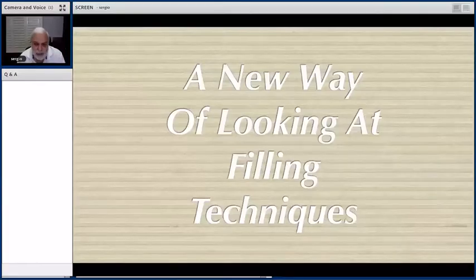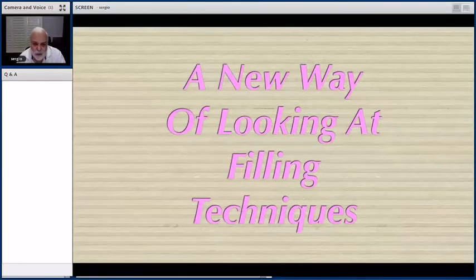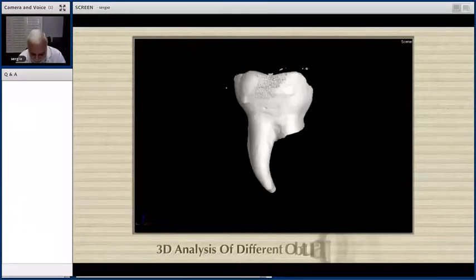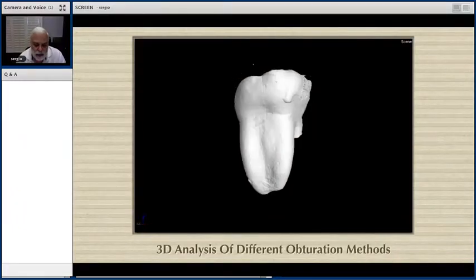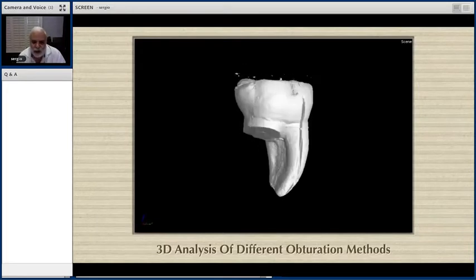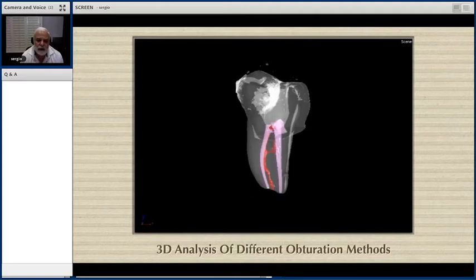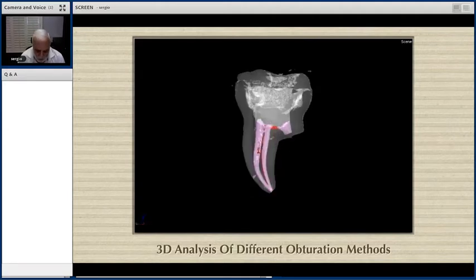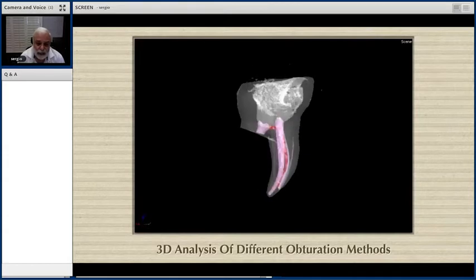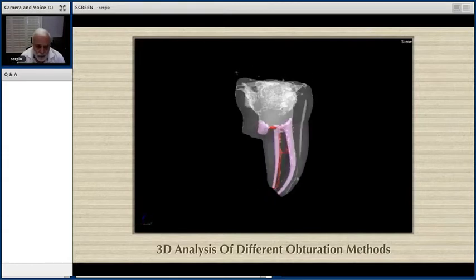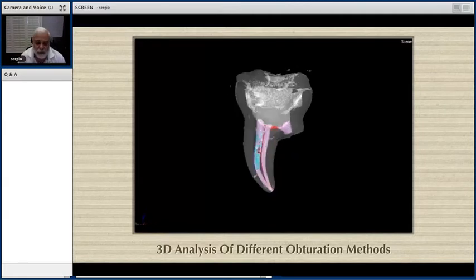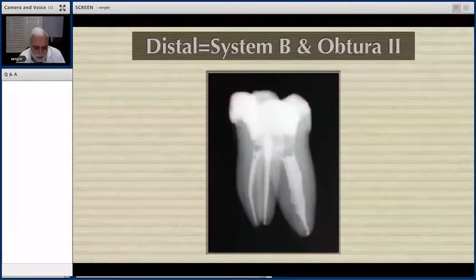And why did I mention, once again, a new way of looking at filling techniques? Because when we got the micro CT, we started trying to see what we can do. How can we make our treatment better for our patients? So we decided, at the time that I was at the last academic institution, to really do a 3D analysis of different obturation methods.